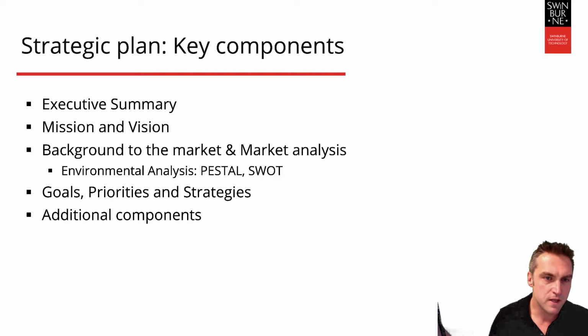But broadly, if you think about the strategic plan components, you might think of this essentially as the structure of your submission for the written component, the report component of the applied project. So we'd expect to see an executive summary, a mission and vision statement, some background to the market and marketplace analysis, of which we'd expect to see a PESTLE and a SWOT. We'd expect to see a section on goals, priorities and strategies, and then some additional components. I'll talk through each of these a little bit, and at the end I'm going to give you a couple of examples.